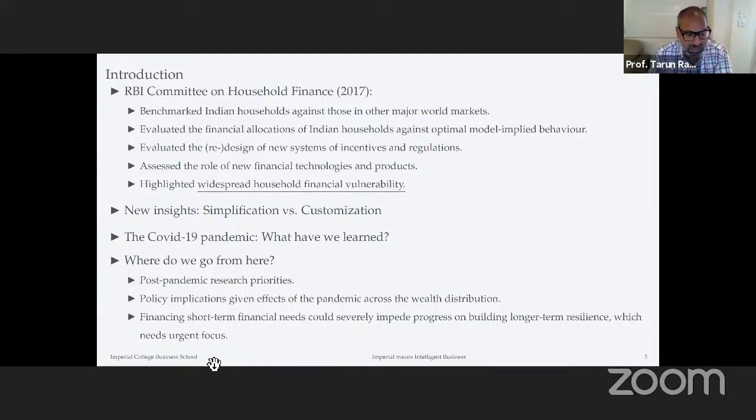The main theme that I'd like to focus on there is that financing short-term financial needs during an emergency such as the pandemic can have very adverse consequences on household balance sheets, which can in turn impede progress on building longer-term resilience. And so I will end with an appeal to have greater focus on building that longer-term household financial resilience.